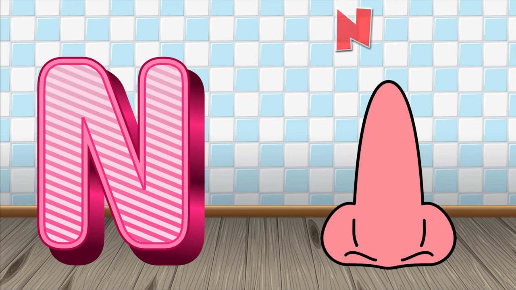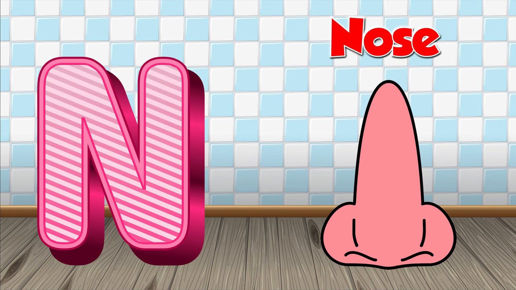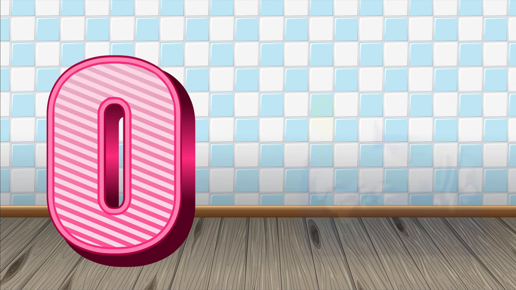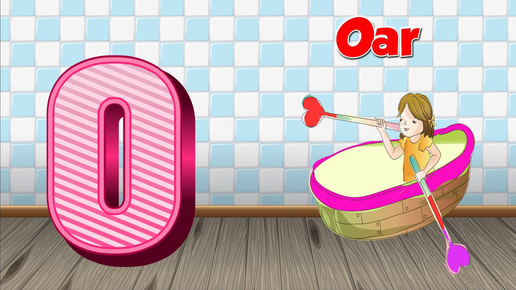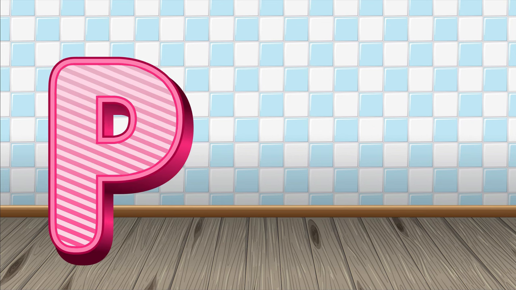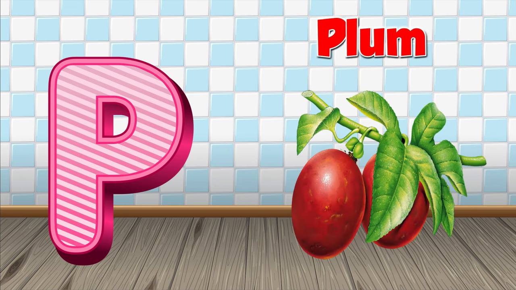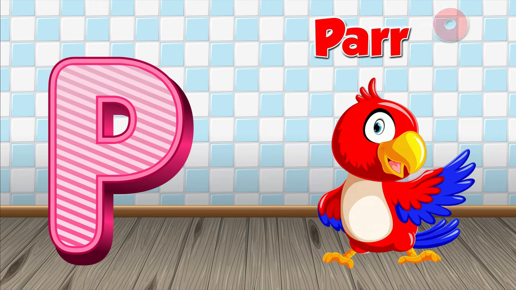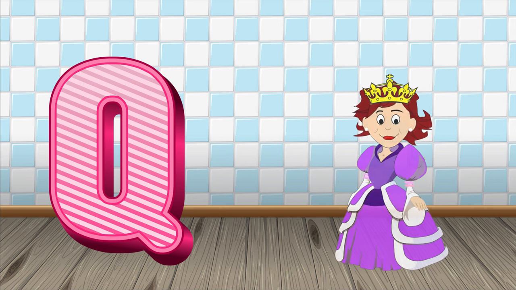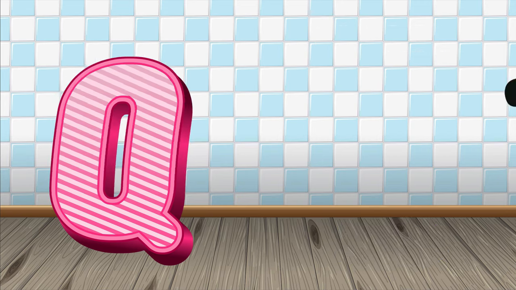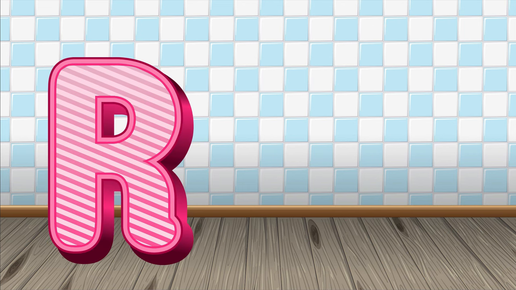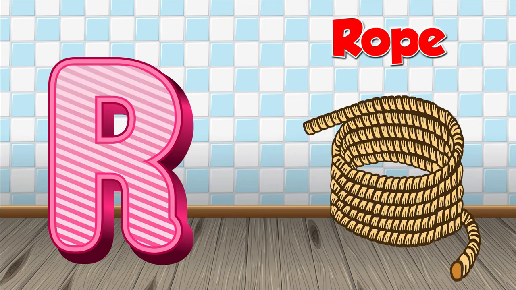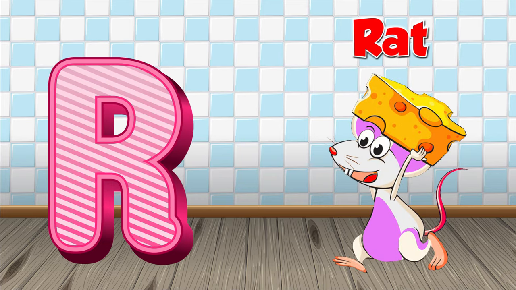N for neck. N for nose. O for ocean. O for oar. P for plum. P for parrot. Q. Q for queen. Q for quail. R for rope. R for rat.